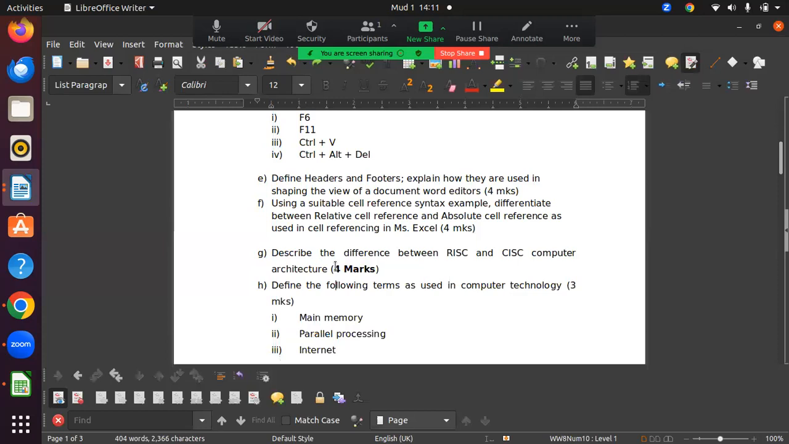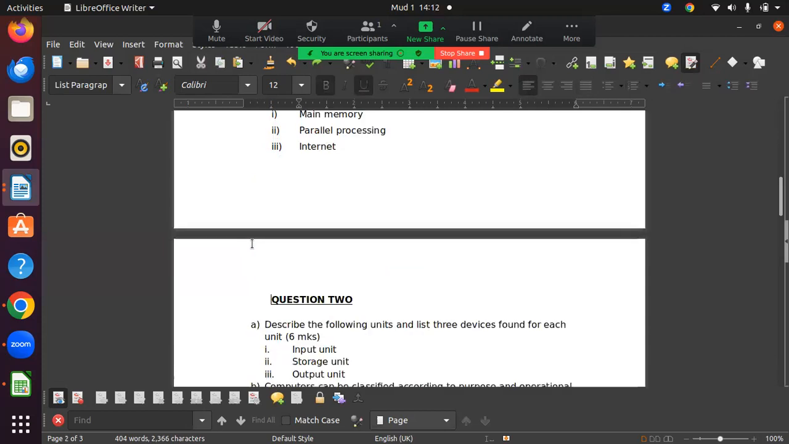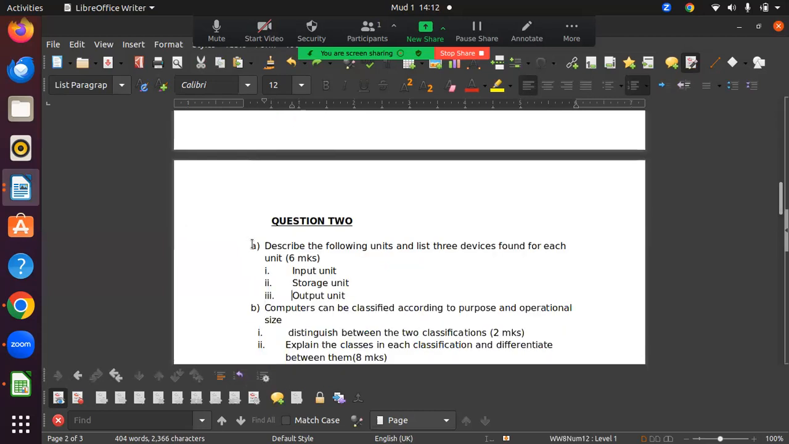Describe the difference between RISC and CISC. We talked about this, and you'll find this in your notes. Define the following terms as used in computer technology: main memory, parallel processing, internet. You should be in a very good position to answer that question. Describe the following units and list 3 devices found for each unit: input unit, storage unit, output unit.